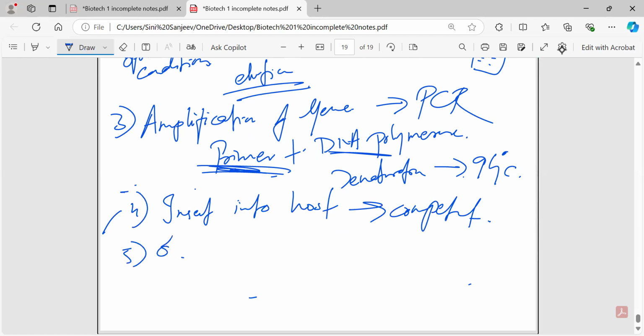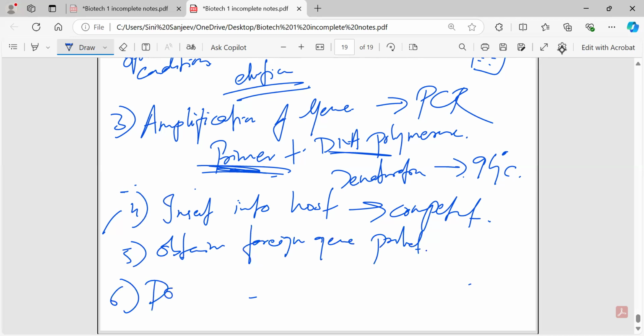You have to obtain your foreign gene product. So once you obtain the foreign gene product, see, here the conditions should be properly maintained. Then only desirable proteins will be synthesized and you will get a desirable recombinant protein. Then you will go to the last process, which is called downstream processing.